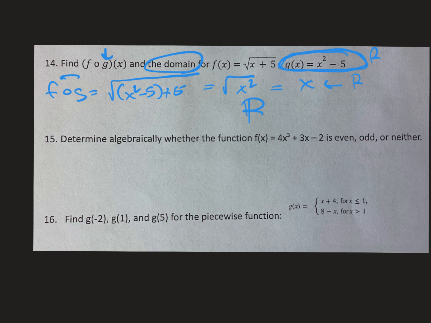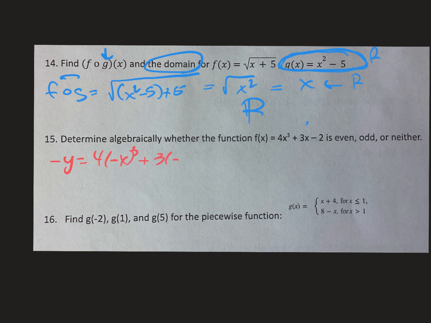All right, number 15, determine algebraically whether the function's even, odd, or neither. First of all, look at the exponents. The exponents are 100% odd, which means it cannot be even. There's no way that's even. So to try odd, you plug in a negative x and a negative y. So I'm going to put a negative y that side. I'm going to put a negative x this side.